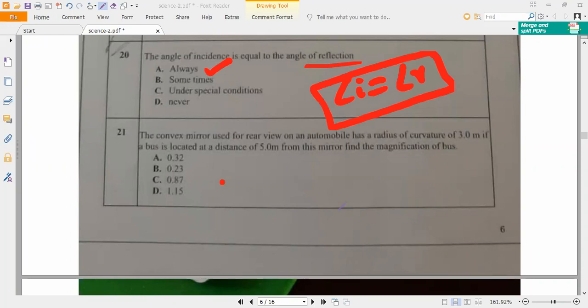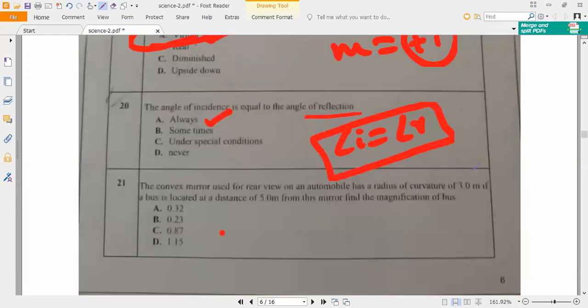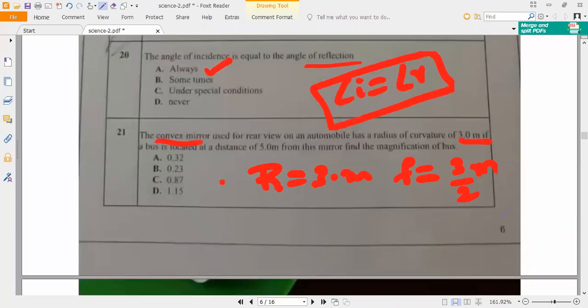A convex mirror used for rear view mirror in an automobile has a radius of curvature of 3 meters. So the radius of curvature is 3 meters, what is the focal length? For a convex mirror, it is 3 by 2, which means 1.5 meters. The focal length of a convex mirror is positive. Take fractions only.